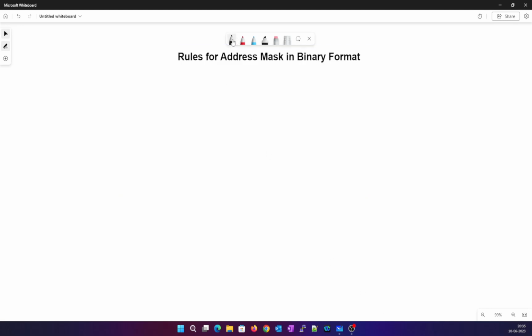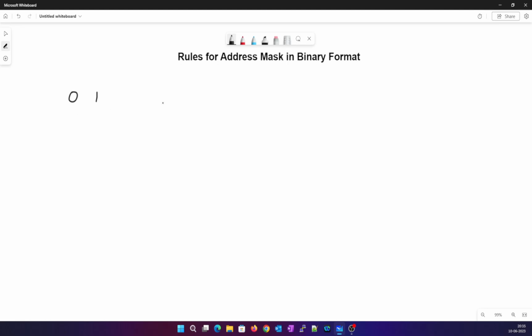So as we all know, computing devices understand only binary digits, that is either 0 or 1, or a combination of zeros and ones. That is what any computing device understands. So any computing device understands IP addresses using three rules.